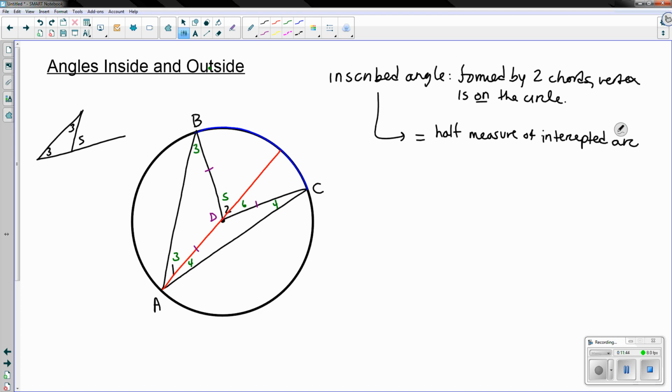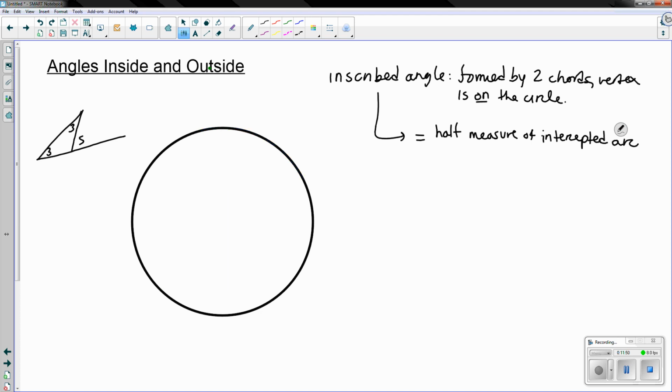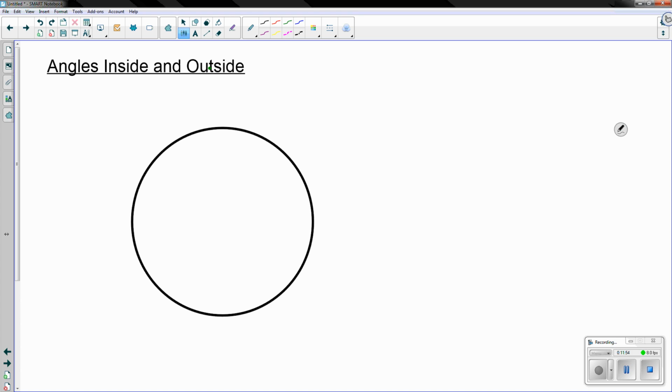So far we've introduced an angle formed by 2 radii and an angle formed by 2 chords. Let's look at another interesting scenario where we could have 2 secant lines meet at an exterior point. We want to know how they relate to some intercepted arcs.